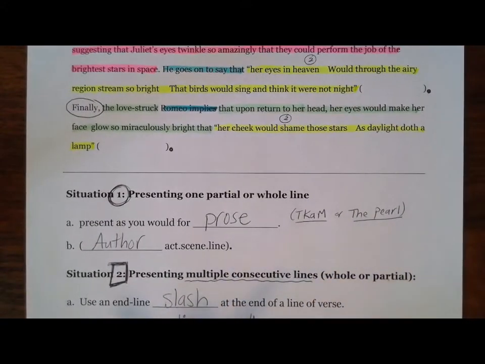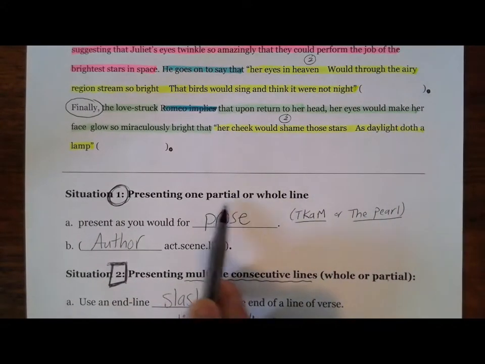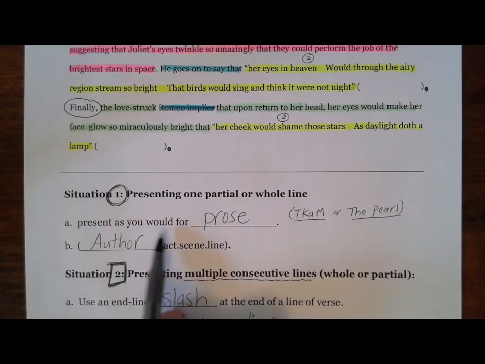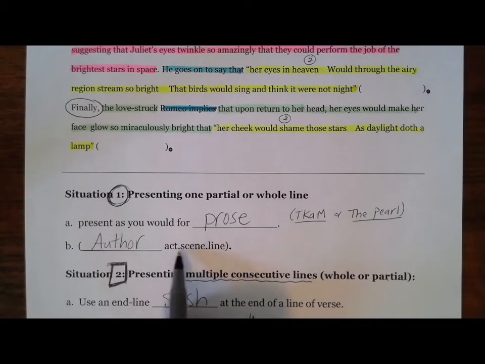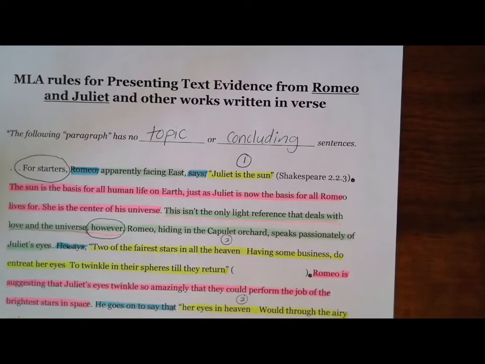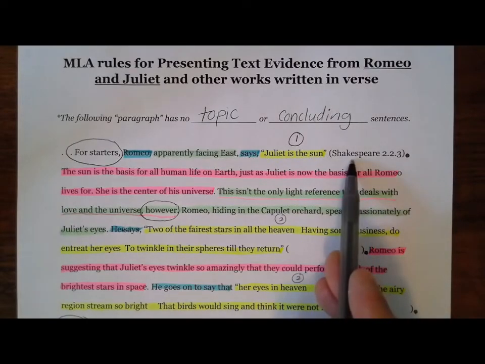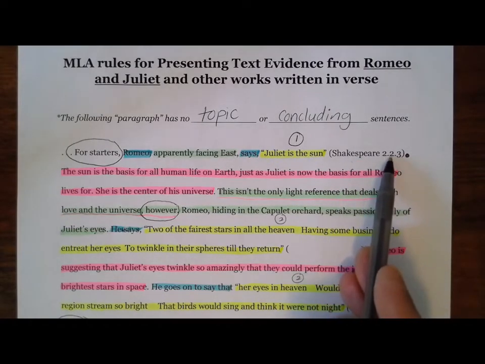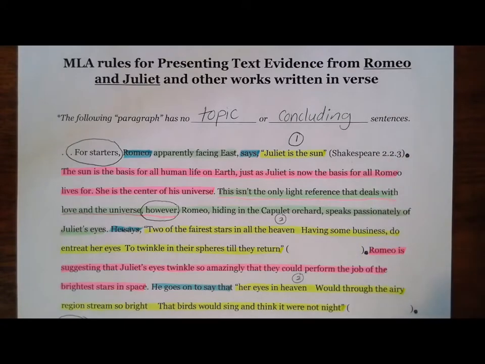In situation one, where we're dealing with a partial or a whole line, you would just present that line as you would if it were prose, as if it were out of To Kill a Mockingbird or The Pearl. The only thing that changes is that now we have a slightly different MLA citation. In this case, it would be Shakespeare, the act, dot, the scene, dot, and the line. In this case, we have Shakespeare, act 2, scene 2, line 3.